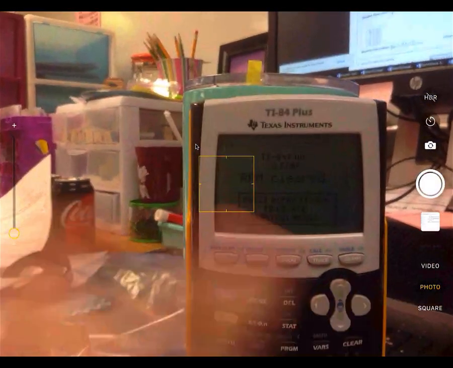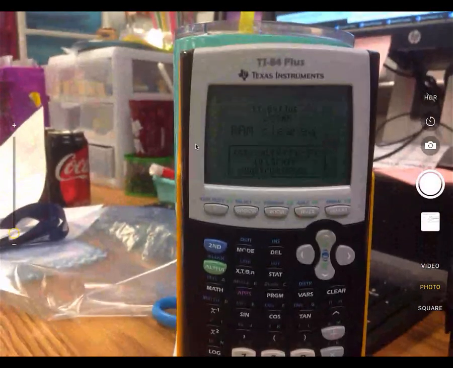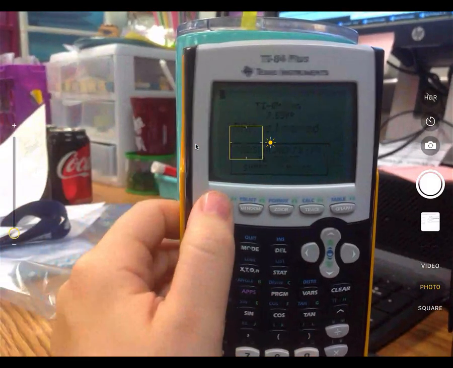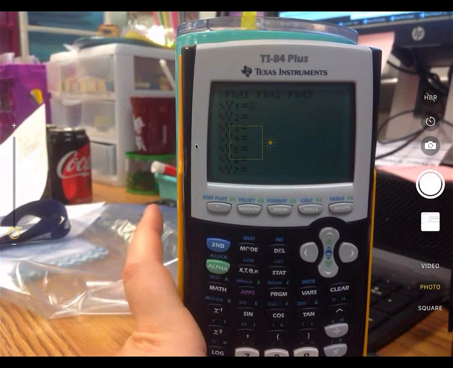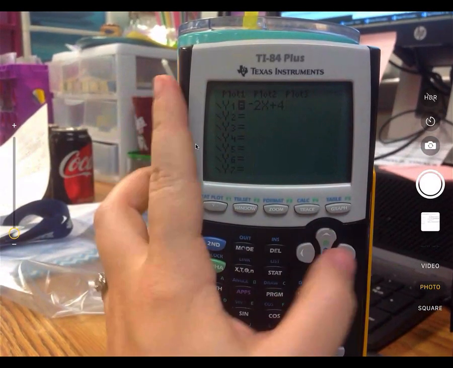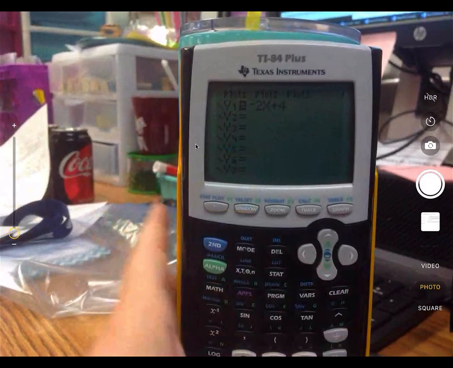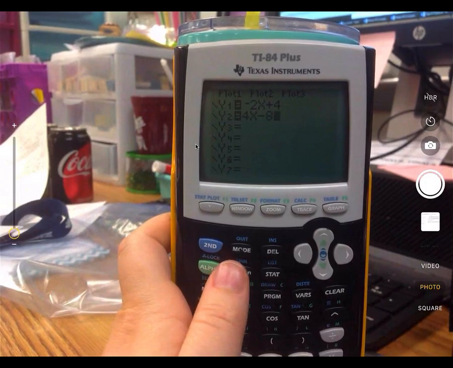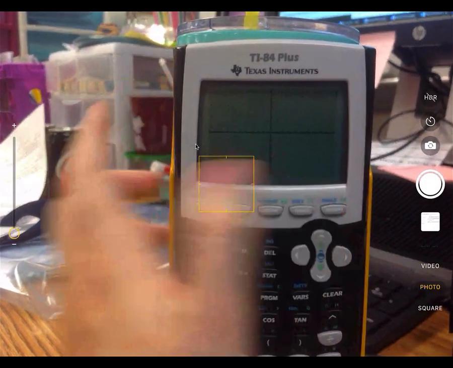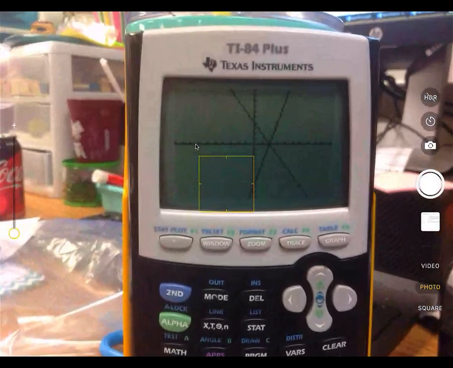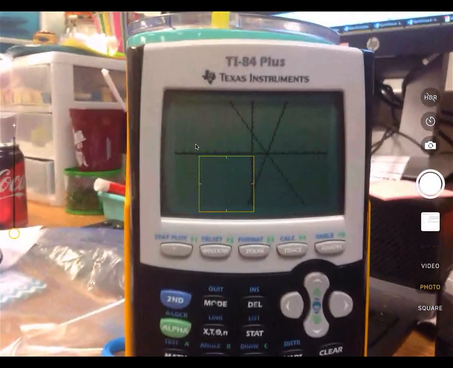In my real calculator, I've cleared the memory, so I know everything is good to go. I'm going to go to y equals. In y1, I'm going to type my top equation, negative 2x plus 4. In y2, I'm going to type my bottom equation, 4x minus 8. From here, I'm going to click graph to see what it looks like on the graph. And I can see that my two lines are in fact crossing.